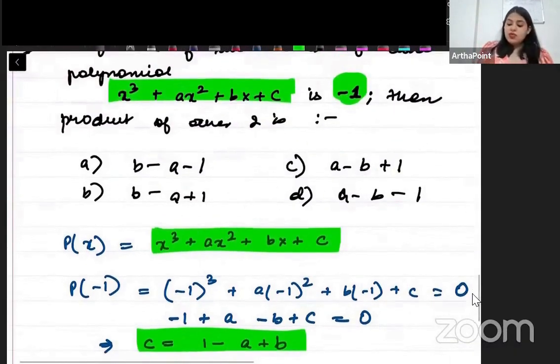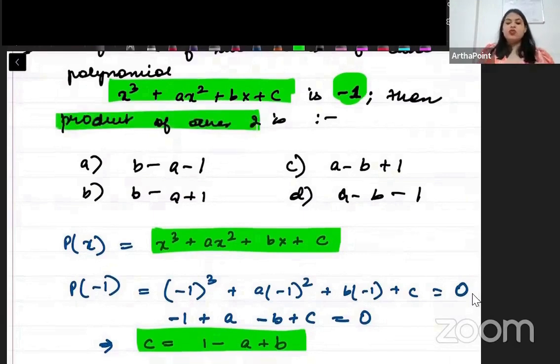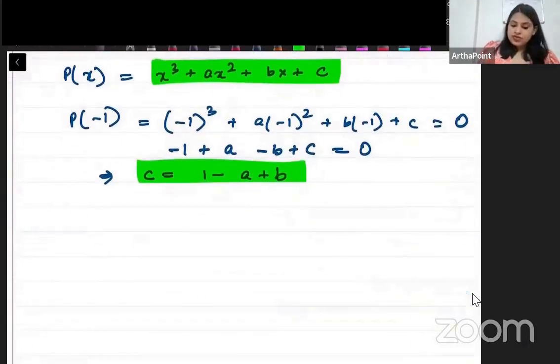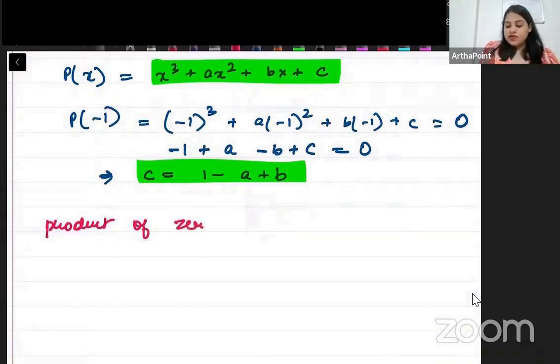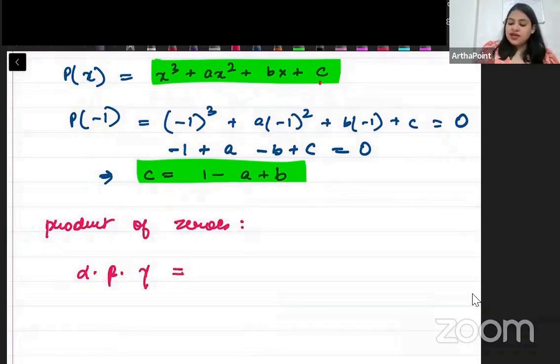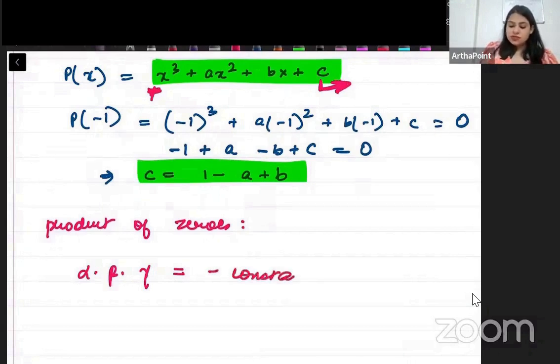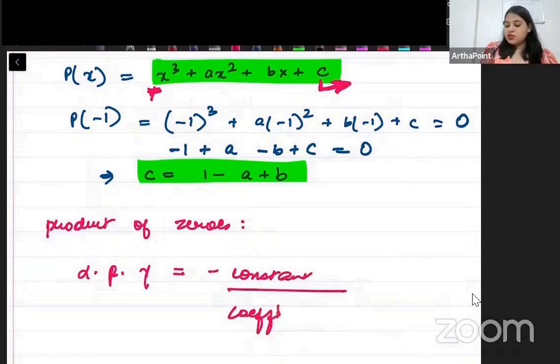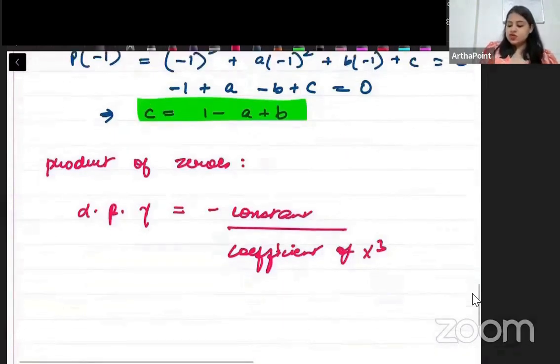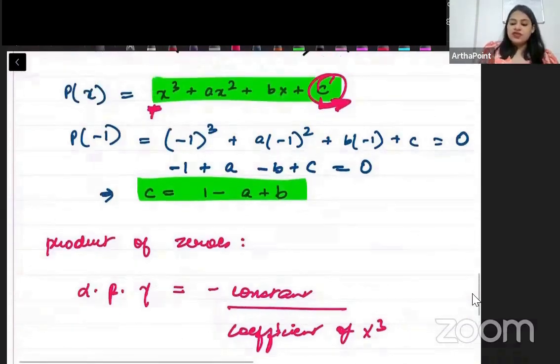Now, beta, the question is asking what is the product of the remaining two zeros. We know, as I have just given you in my lecture, that the product of the three zeros, alpha into beta into gamma, is equal to minus C by A. So it should be equal to minus the constant term by the coefficient of x cube. The constant term is c, and the coefficient of x cube is 1. So it is minus c by 1.